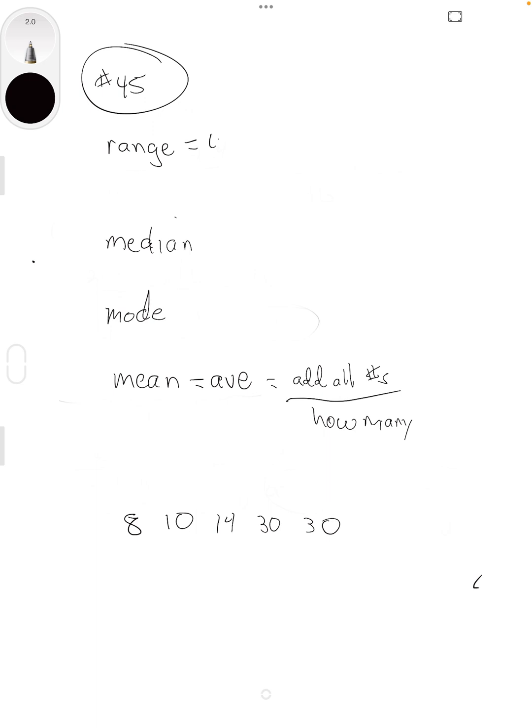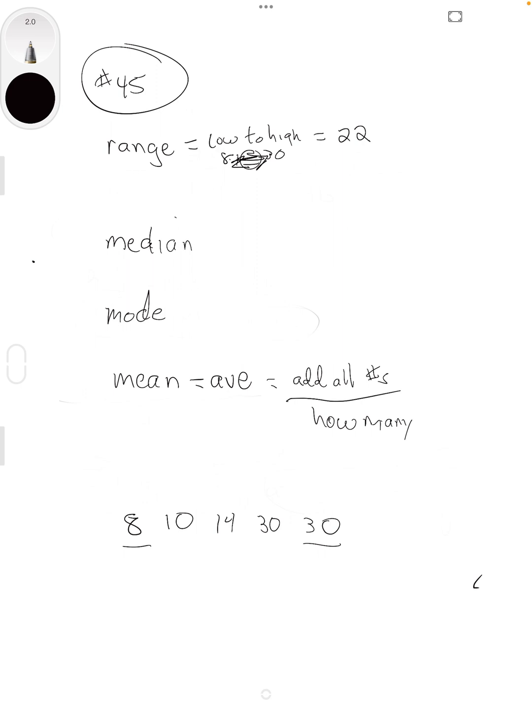The range is low to high. Okay? So for example, the highest number is 30. The lowest number is 8. The range is going to be 22. In other words, it's from 8 to 30 is 22, or 8 plus 22 is 30. So you can say 30 minus 8 is 22. Doesn't really matter. It's what's the difference between those two. That's the range.